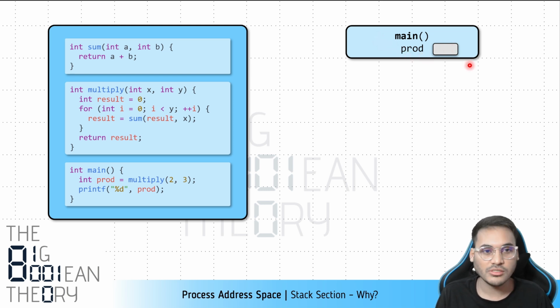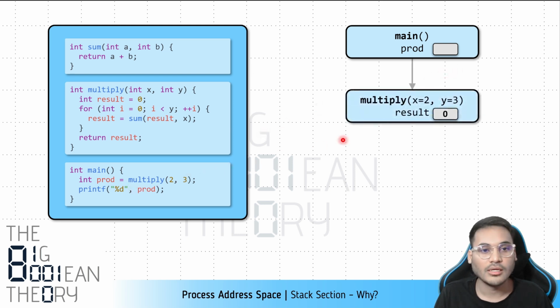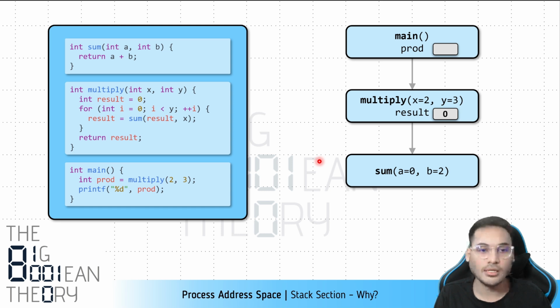So the main function calls the multiply function, right, with the two arguments, that is x equals 2 and y equals 3, right. And in the multiply function, there is this variable result which will finally store the computed product. Initially it is initialized to 0, and then it calls the sum function. It will call it y times.